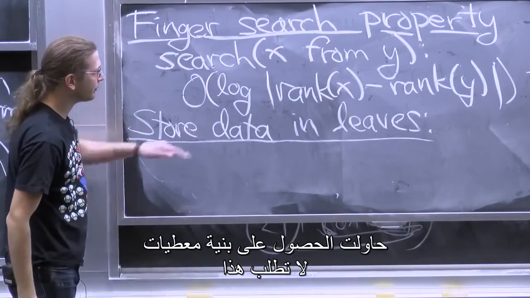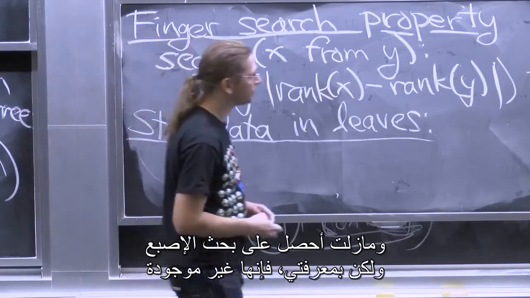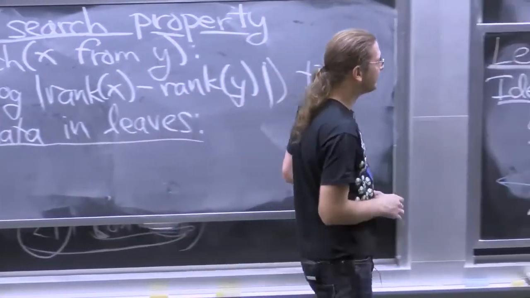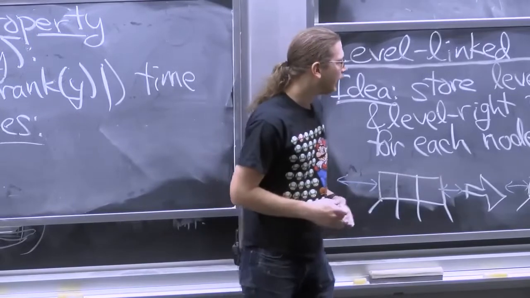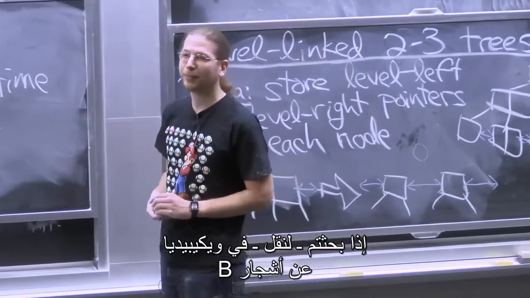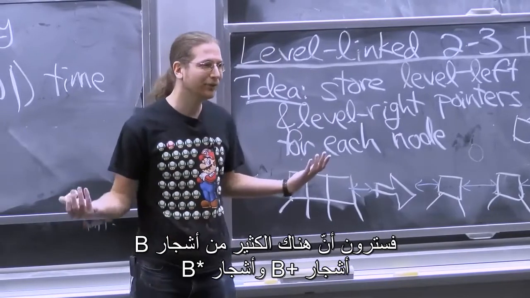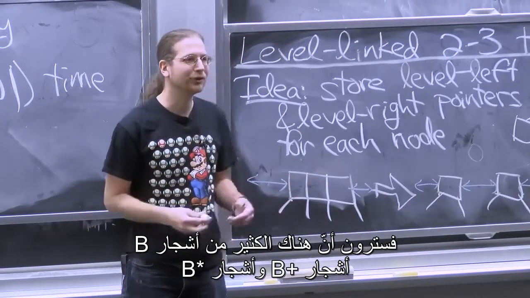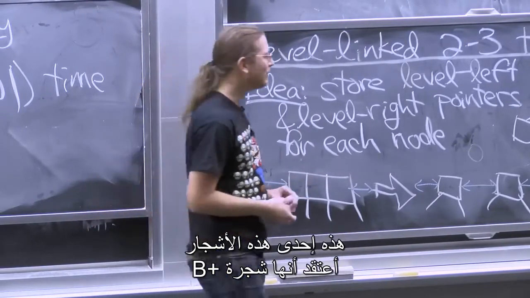Tried to find a data structure that didn't require this and still got finger search, but as far as I know, there is none. No such data structure. So if you look at, say, Wikipedia about B trees, you'll see there's a ton of variations of B trees, B plus trees, B star trees.